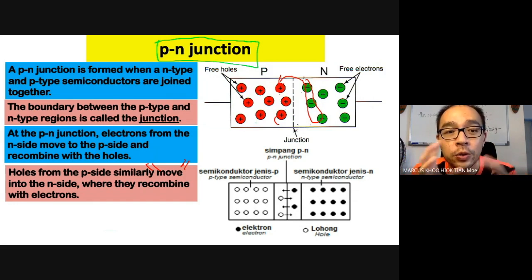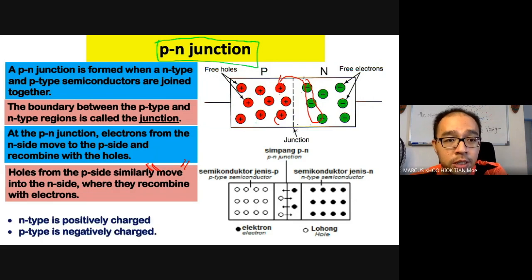Okay, so when we say holes from the P side similarly move to the N side, actually they're not moving, they are just left behind there. But when we explain it, we say move because it makes a little bit more sense. Okay, where they will recombine with the electrons. So the N type is positively charged and the P type is negatively charged for a while over here. Okay, so this is what's happening.